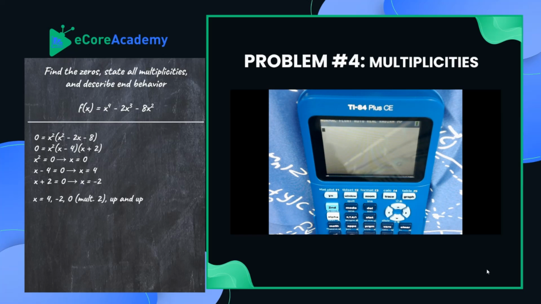So in this case, the graph actually hits 0 two times. So it's going to bounce at 0, like we said in the last slide. So it's going to have a multiplicity of 2, which you would indicate by saying mult. dot, just abbreviate it, and then 2. Or if there's a multiplicity of 3, you would write 3, whatever you need.